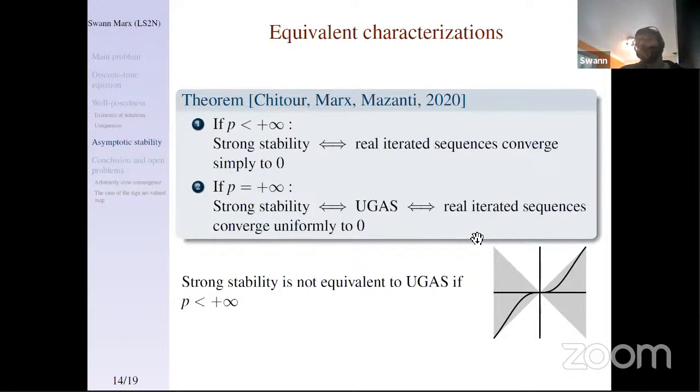So we have a first result, which characterizes stability with respect to the real iterated sequence. If p is less than plus infinity, you have strong stability if and only if the real iterated sequences converge simply to zero. And if p is equal to plus infinity, we have a better result: you have the equivalence between the strong stability and the UGAS, and you have real iterated sequences that converge uniformly to zero. So these are conditions that are necessary and sufficient. But what is interesting is that the strong stability for p less than plus infinity is not equivalent to UGAS. For instance, if you take a function s, which is given here.